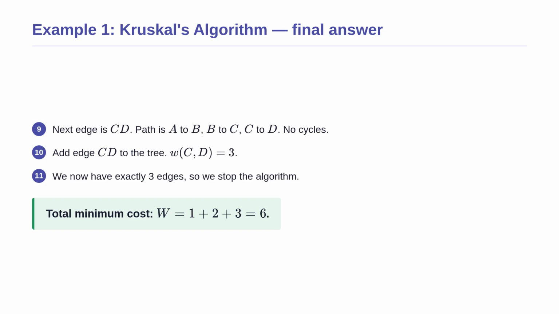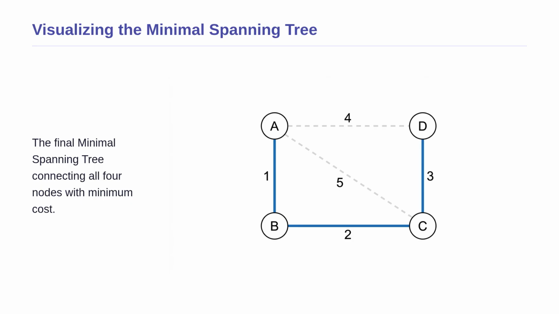We calculate the final cost by adding the weights. 1 plus 2 plus 3 equals 6. This means 6 is the absolute cheapest cost to connect all 4 cities. Let us visualize the result we just calculated.